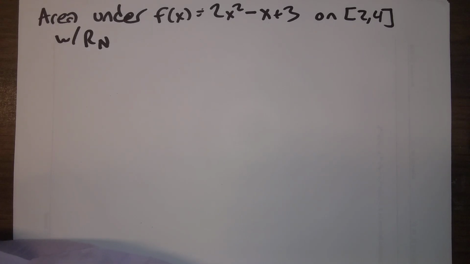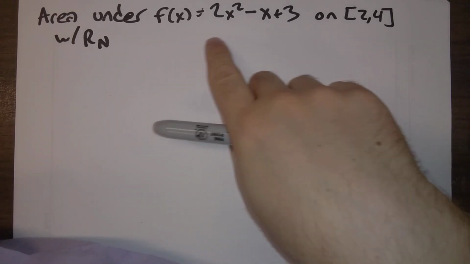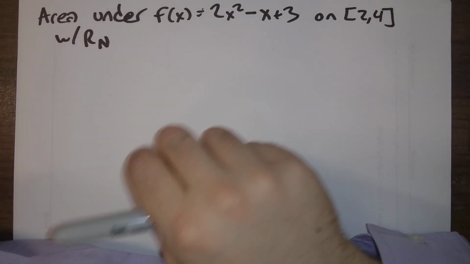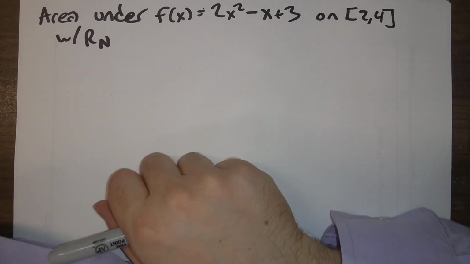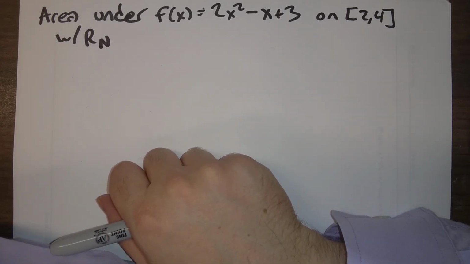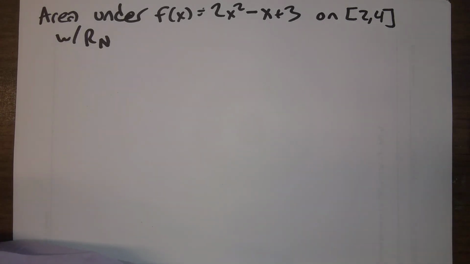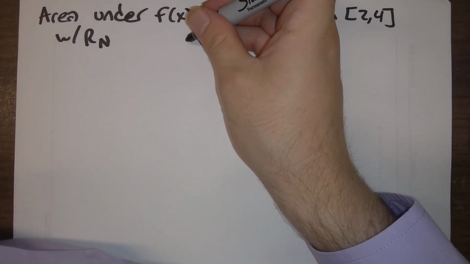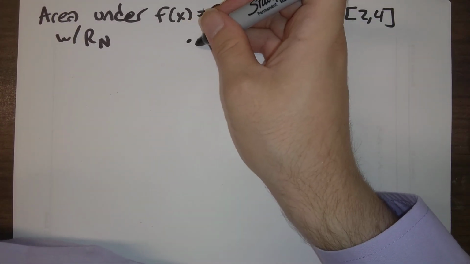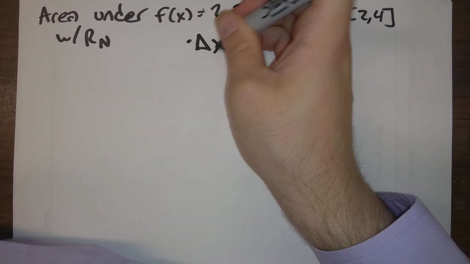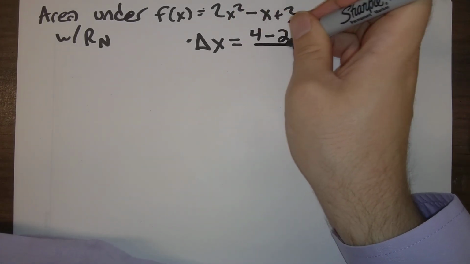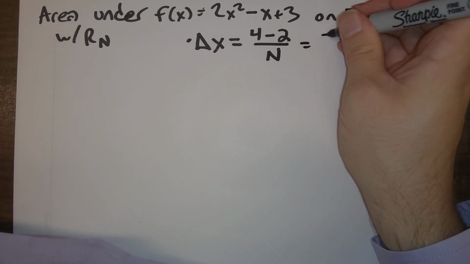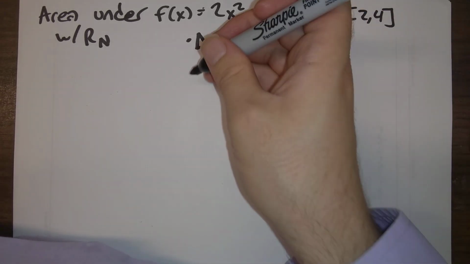Let's do a more involved example. Let's say we want to compute the area under f of x equals 2x squared minus x plus 3 on the interval from 2 to 4, and we're going to use the right endpoint approximation. So we have to fill in what delta x is. That's b minus a over n, so delta x is 2 over n.